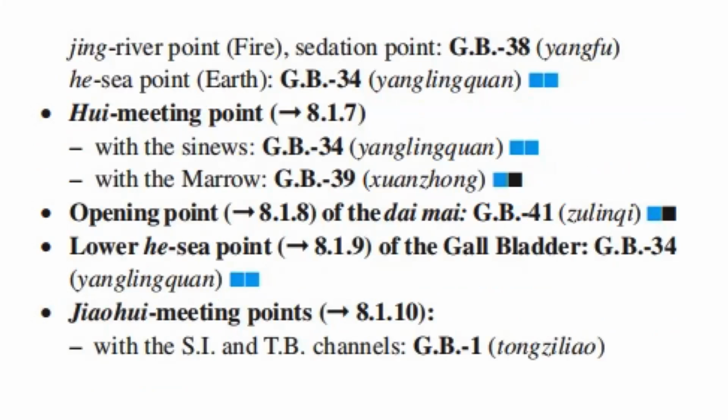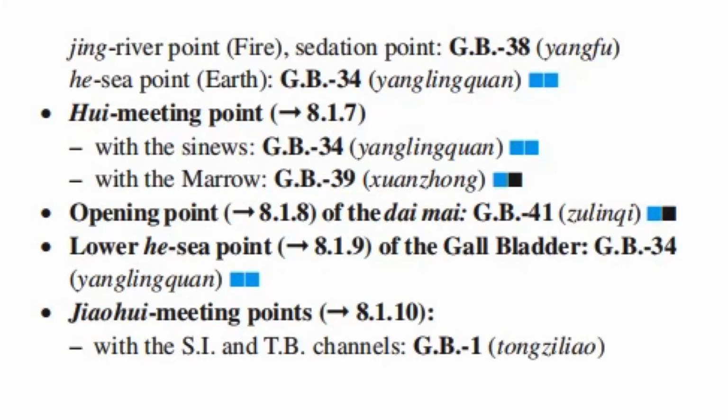The Hui meeting points are as follows. With the sinew, it's GB34. With the marrow, it's GB39. The opening point of the Dai Mai is GB41. The lower He sea point of the gallbladder is GB34.